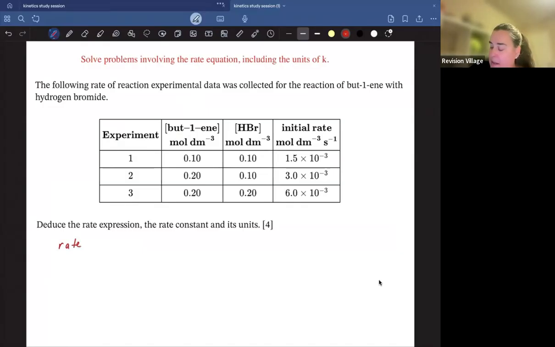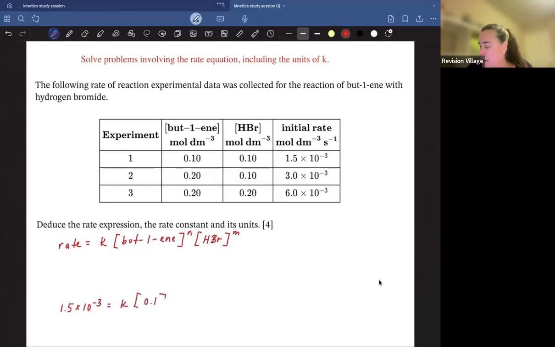So I know that the rate can be written as the rate constant times the concentration of the reactants raised to some power, but I know those powers are going to be the same for all of these experiments. And so I could compare some experiments. So I could write down this expression for experiment number 1. I would say that the rate of experiment number 1 has to be equal to the rate constant that I don't know, times the concentration of but1ene raised to the nth power times the concentration of HBr raised to the nth power.